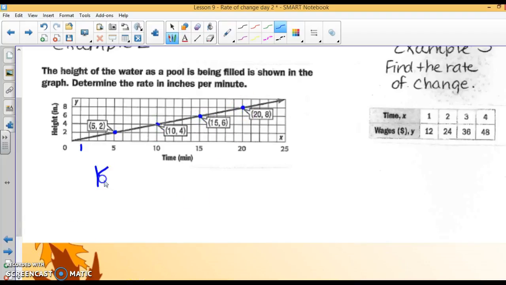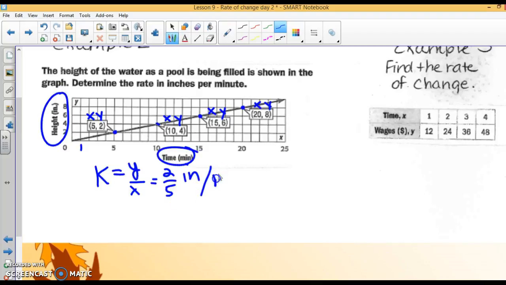And we need to remember that K, which is, again, the rate of change, the constant of proportionality, or the unit rate, they're all the same, is Y over X. So remember, this is X, Y, this is X, Y, this is X, Y, this is X, Y. You can take any one of those points and do Y over X. So, our rate of change is 2/5 of an inch per minute. 2 inches per 5 minutes. Now, you can divide that and get 0.4 of an inch per minute or leave it like it is.